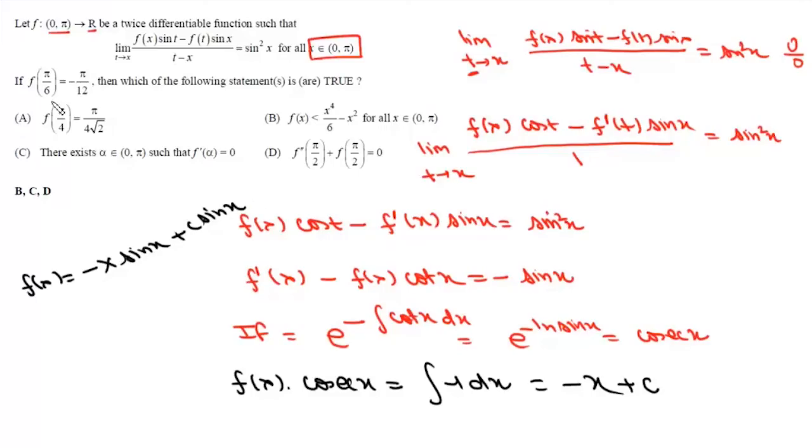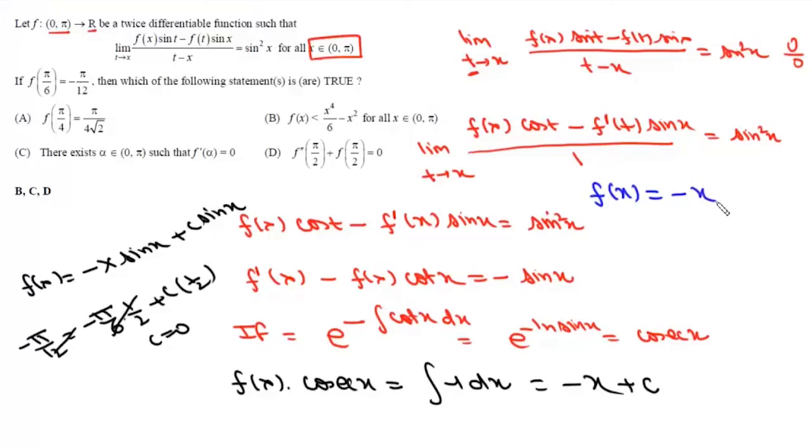Now we are given that f(pi by 6) is minus pi by 12. So if we put x as pi by 6, f(pi by 6) is minus pi by 12, and here it will be minus pi by 6, and sin pi by 6 is 1 by 2, plus c into 1 by 2. It will cancel, and the value of c is 0. So from here we'll get this function f(x) as simply minus x sin x. Now we have to find which of the following options is or are correct.